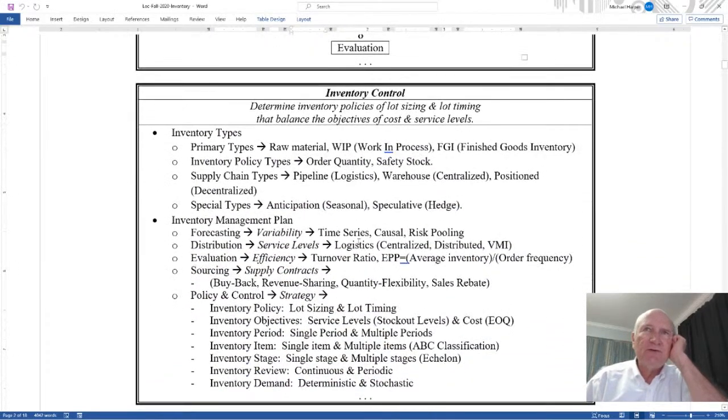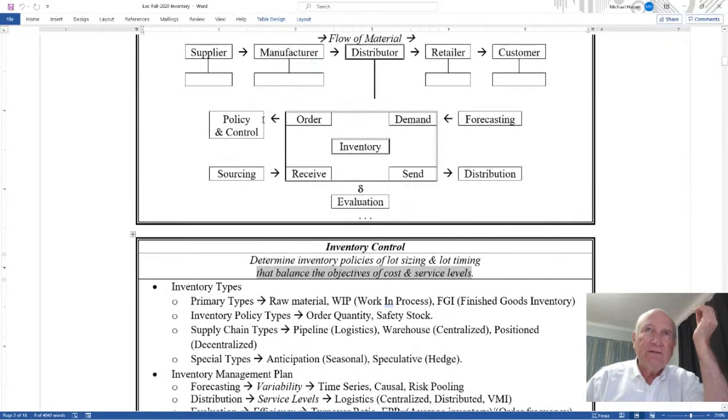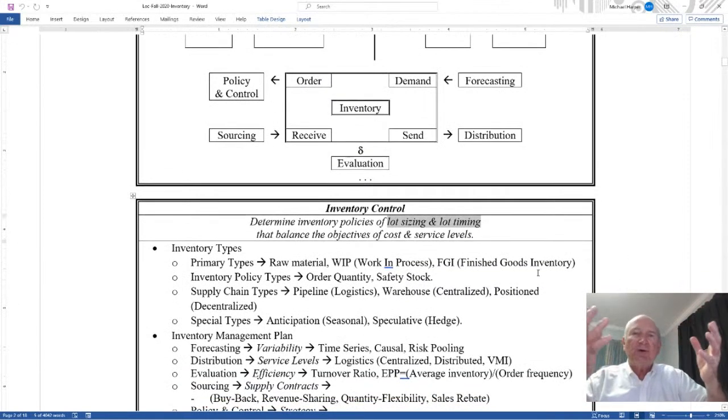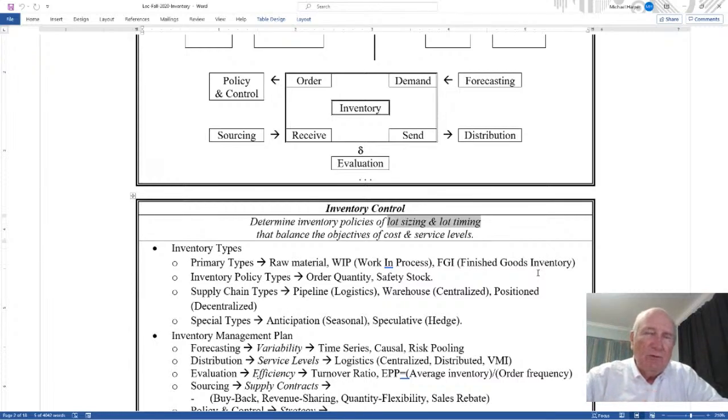Okay, inventory control. Determine the inventory policies of lot sizing and lot timing that balance the objectives of cost and service levels. And so in inventory control, that is this up here, placing orders, the lot sizing and lot timing means the lot is how much you order. It's the lot size quantity. I order 100 pounds of wood or whatever, 100 board feet of wood. Lot sizing is how big you are ordering it. Lot timing is when do you order it? How often do you order?